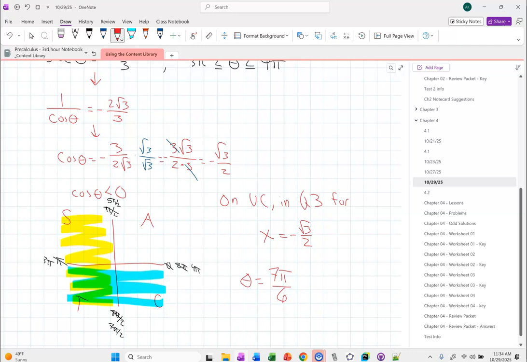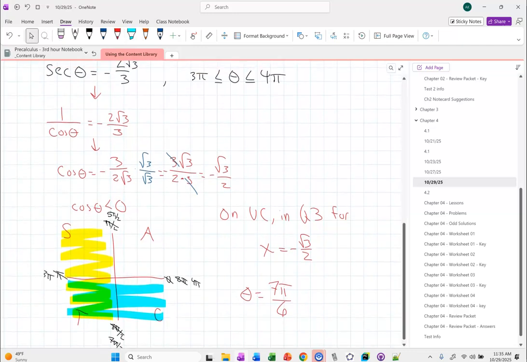Before I finish though with this, I need to check, does that lie in between 4 pi and 3 pi? 7 over 6 is 1 and 1/6. Is that between 3 and 4? No. Oh, what do I do? Add 2 pi. How do I know add rather than subtract? Because it's smaller. It's too small. So I just add 2 pi to that.